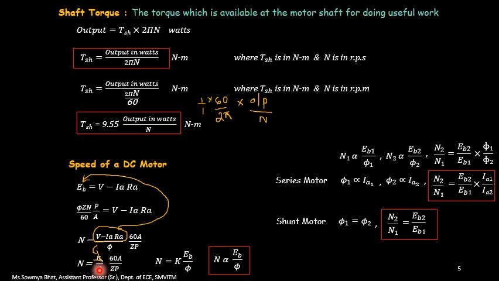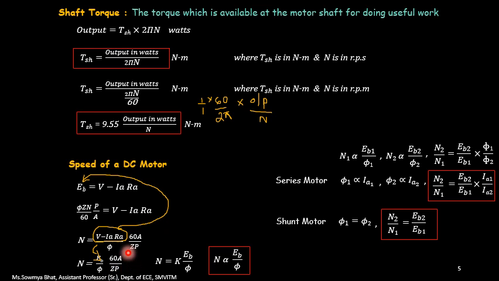So this equation can be further simplified like this. N value is given as equal to EB divided by phi into 60A divided by ZP, where once again EB is nothing but the back EMF, phi is the flux, A is the number of parallel paths, P is the number of poles, and Z is the number of conductors.